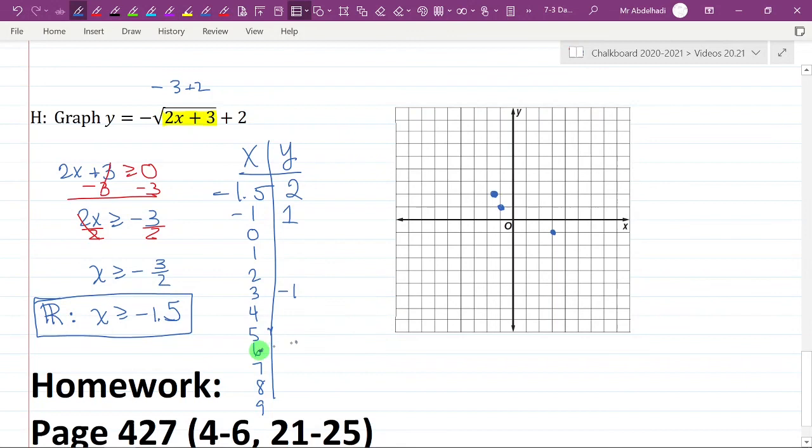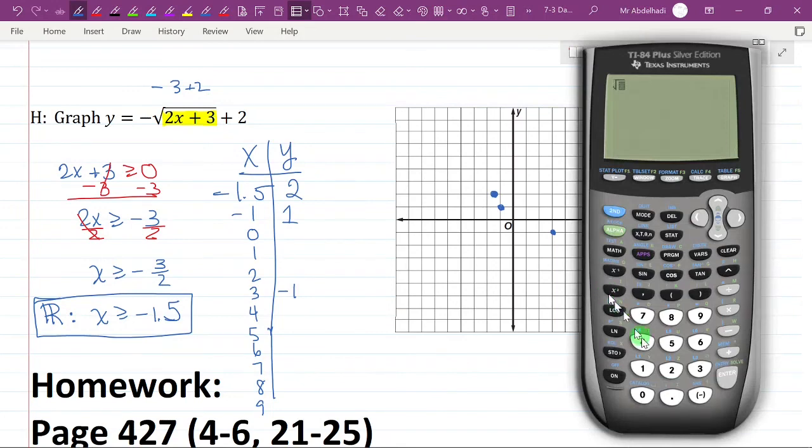So if you really don't have enough points to get a good shape, you can just go ahead and do one of the decimals. Like for instance, let's just do 9 here, the last one, so I know where to end this thing. So plug in 9. 2 times 9 is 18, and 18 plus 3 is 21. And now you want the square root of 21, which is definitely a decimal, right? So square root of 21, okay. And well, 4.58, and then stick a negative on that, and then plus 2.